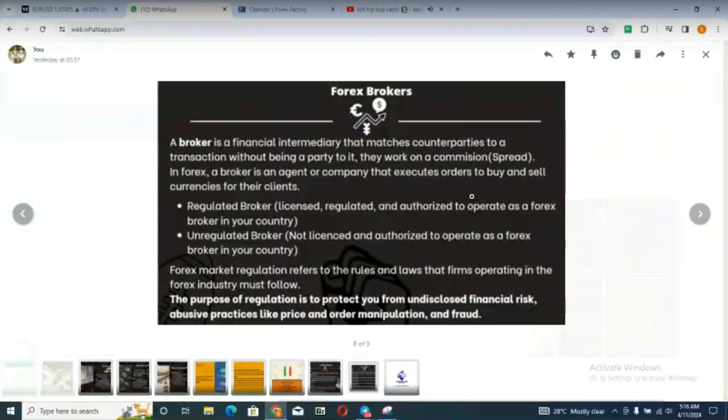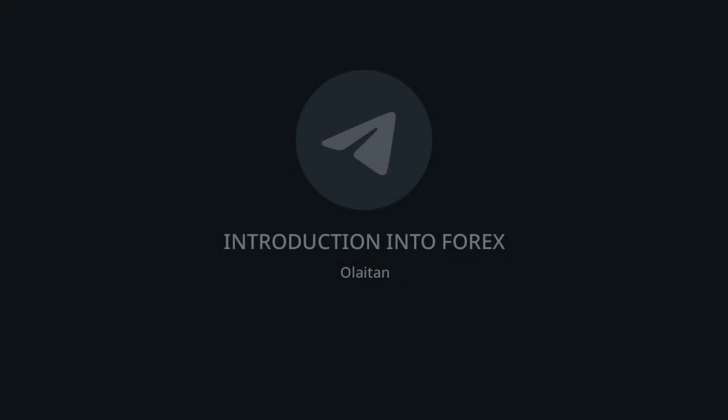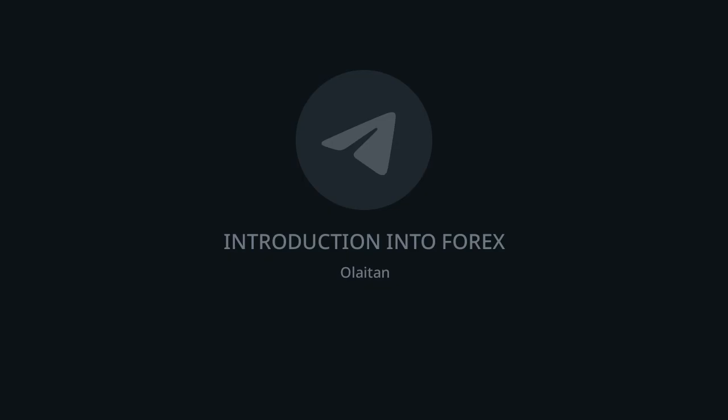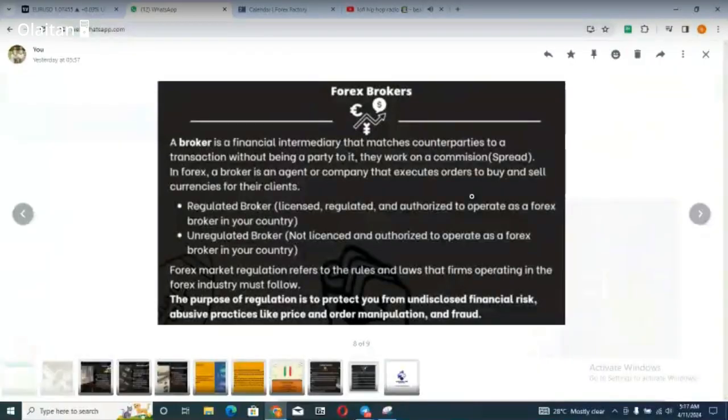We have two types of brokers. We have the regulated broker, which is licensed, regulated, and authorized to operate as a Forex broker in your country. And the unregulated are not licensed or authorized to operate as a Forex broker in your country. Forex market regulation refers to the rules and laws that firms operating in the Forex industry must follow. The purpose of regulation is to protect you from undisclosed financial risk, and abusive practices like price manipulation and fraud. Among those brokers, we have insincere ones that manipulate others and commit fraud.